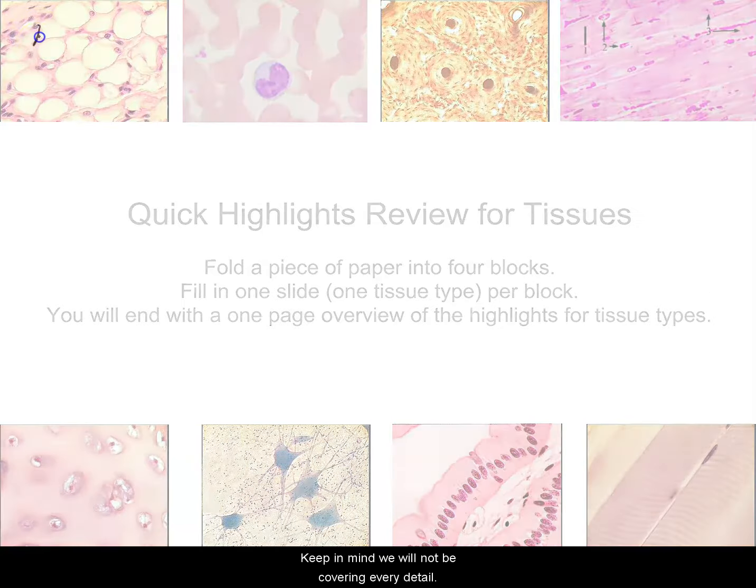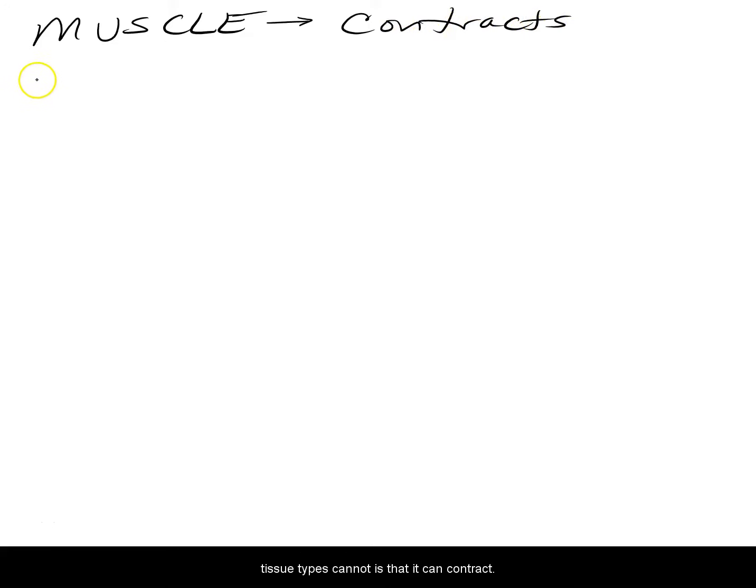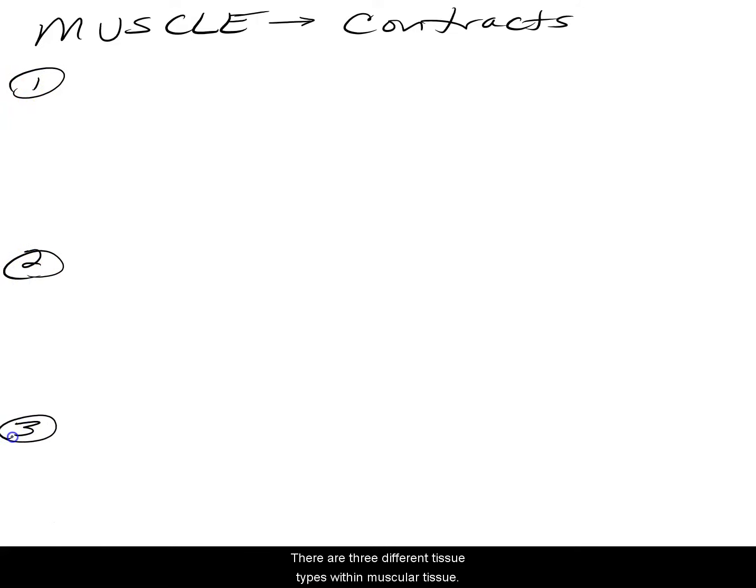Keep in mind, we will not be covering every detail. So our first tissue type is muscular tissue. The one thing muscular tissue can do that other tissue types cannot is that it can contract. There are 3 different tissue types within muscular tissue.